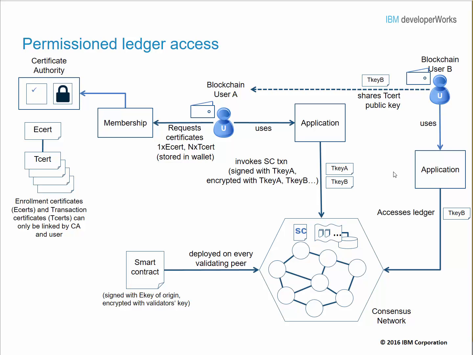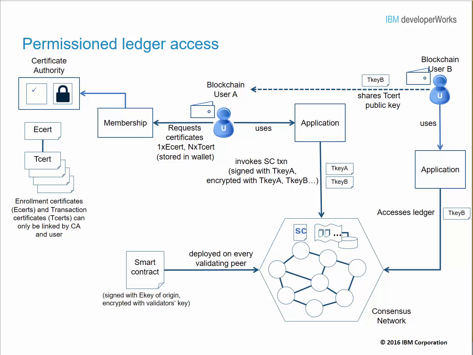A couple other notes. In our diagram, you can see that user B can also invoke applications that can access the ledger directly using their own transaction key. This gives them access to transactions, for example, that have already been written. Now let's switch gears and talk about the smart contracts. If you recall from earlier videos, smart contracts are stored on the ledger as well. And depending on a particular smart contract, you may or may not want to make that private as well.